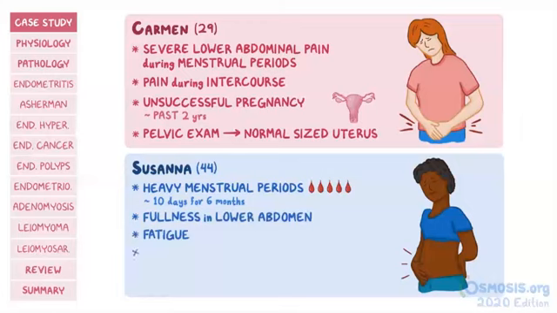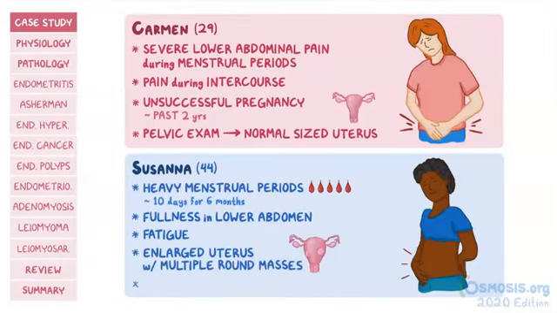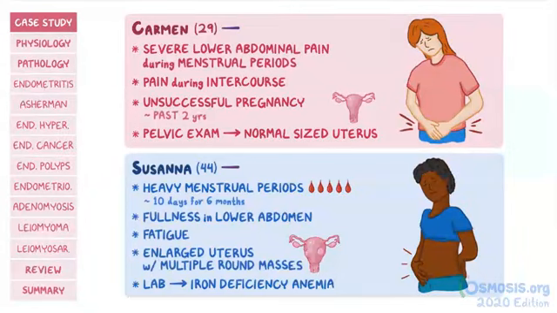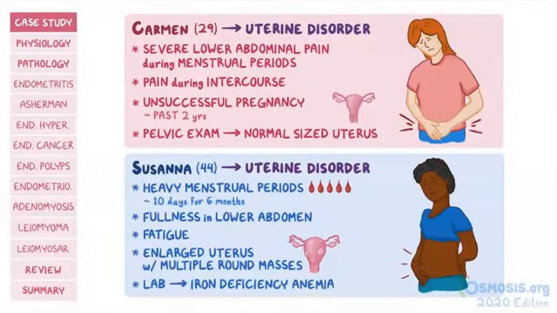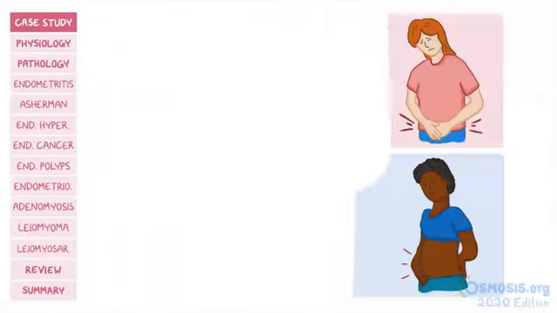Physical examination shows an enlarged uterus with multiple round masses. Laboratory studies reveal iron deficiency anemia. Based on the initial presentation, Carmen and Susanna both have some form of uterine disorder. So let's first review the physiology real quick.